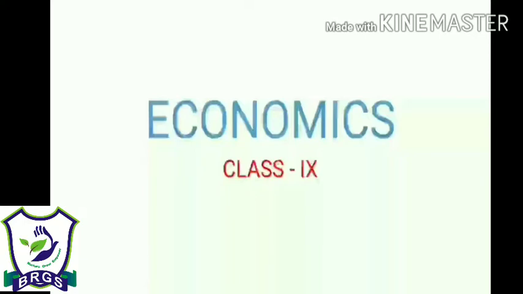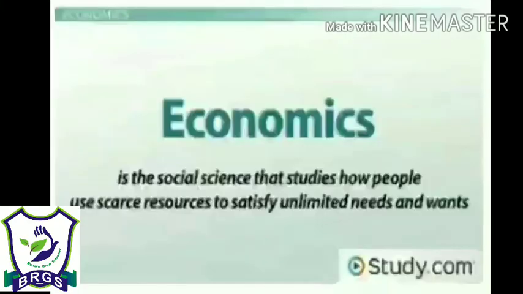So before starting with the first chapter of class 9th economics, that is the story of village Palampur, firstly, you should understand the meaning of economics. As I have already said, it is a branch of social science. It studies how people use scarce resources to satisfy unlimited needs and wants. What is scarce resources? Scarce resources means limited resources. Unlimited needs and wants means we as a human we have unlimited needs and wants, but resources to satisfy these needs and wants are limited.